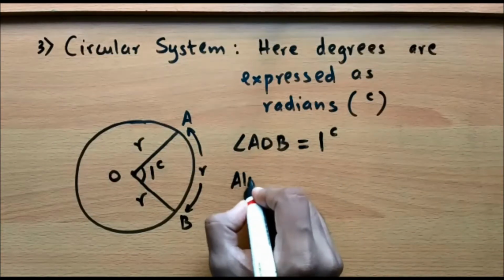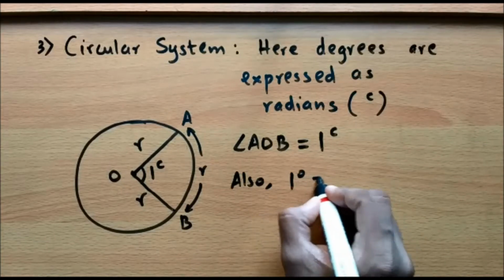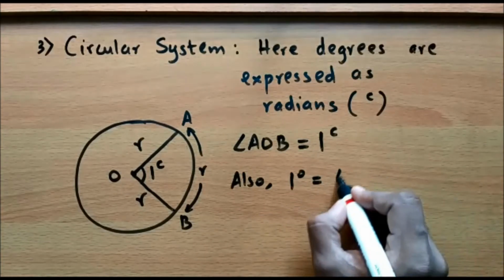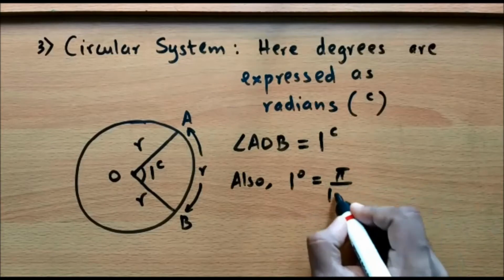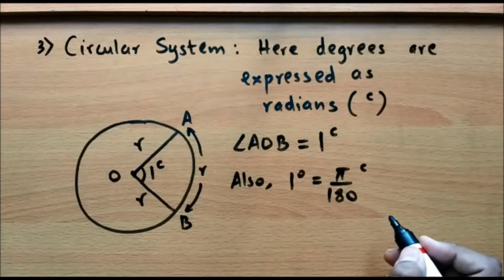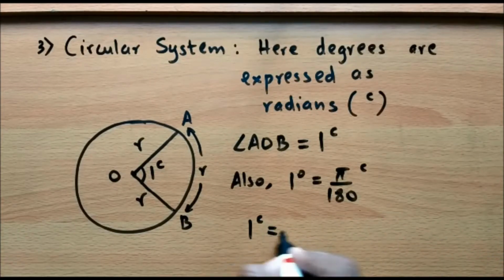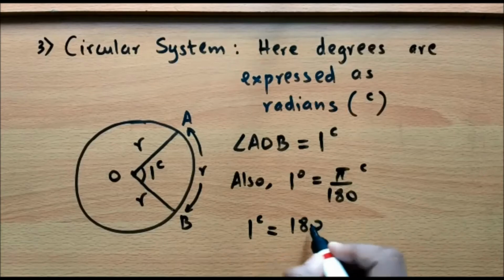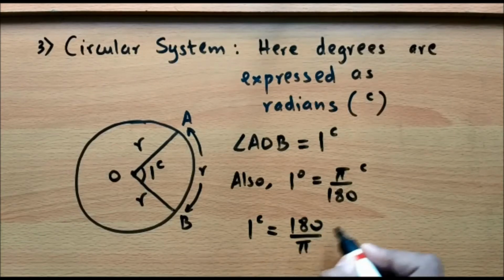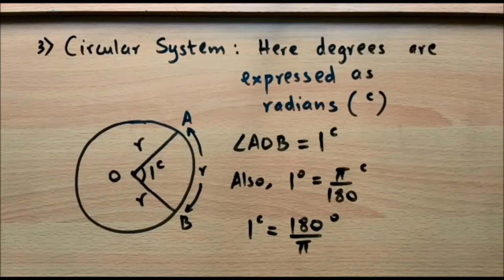Now, also, we see the relationship between degrees and radians. 1 degree is given by pi upon 180 radians. And the reverse, 1 radian is given by 180 upon pi degrees. So that's the circular system in radians.